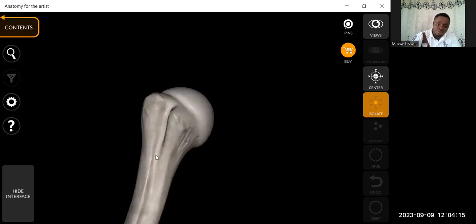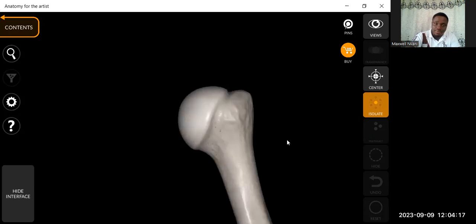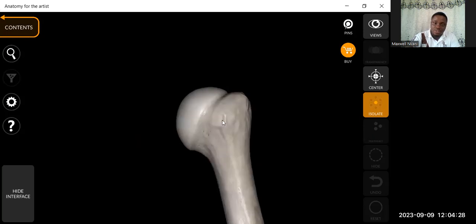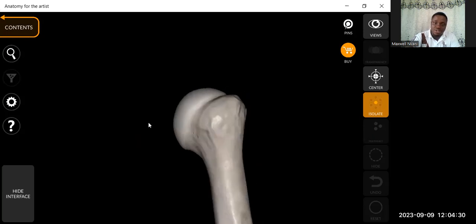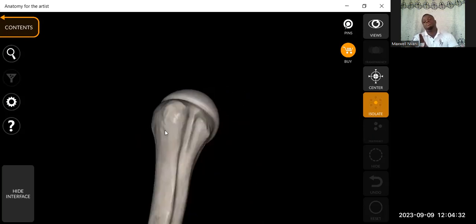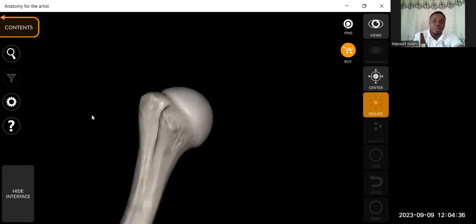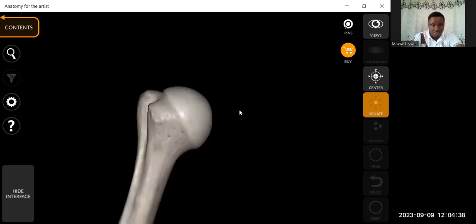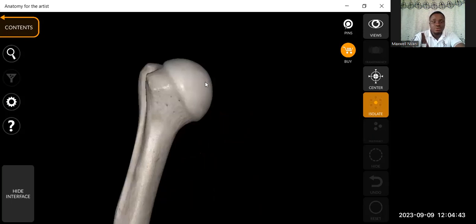Look at the posterior view of the humerus: the head right here, the anatomical neck right here, and then we have the greater tubercle. This greater tubercle has three impressions: upper impression, middle impression, and the lower impression. There are three muscles that attach there, and that's why I am highlighting that. Now, let's go to the shaft.